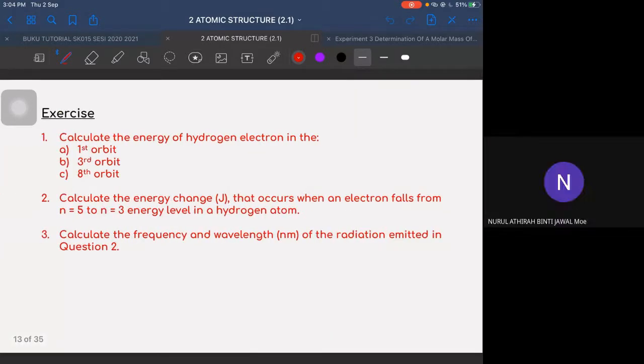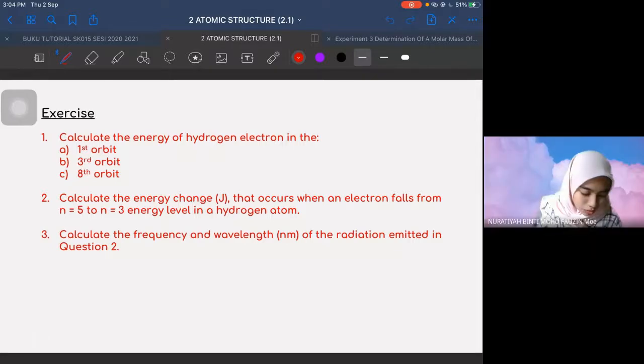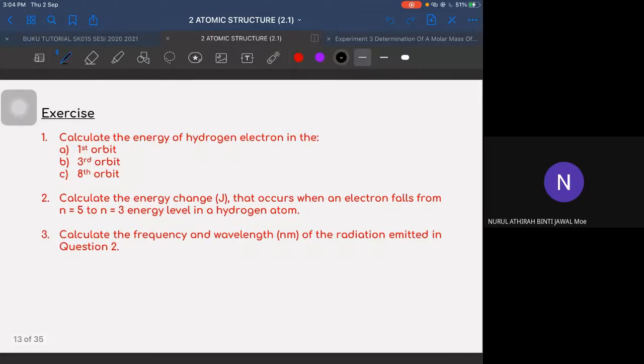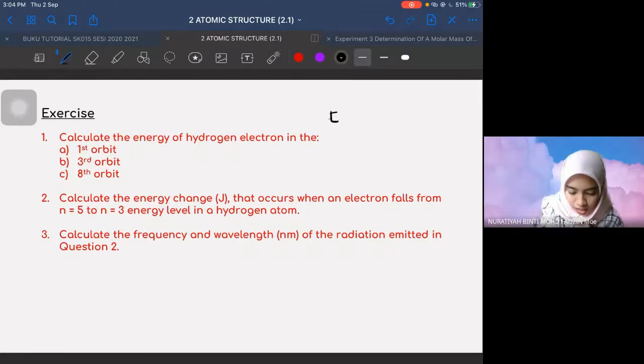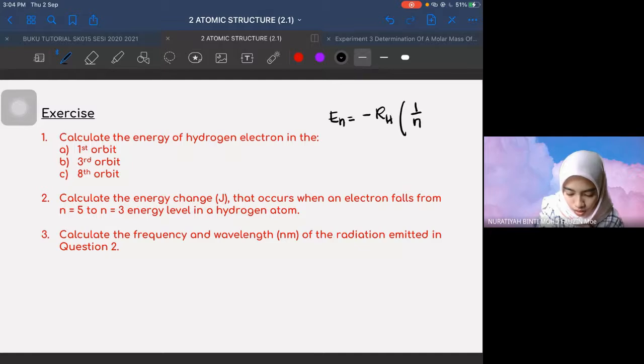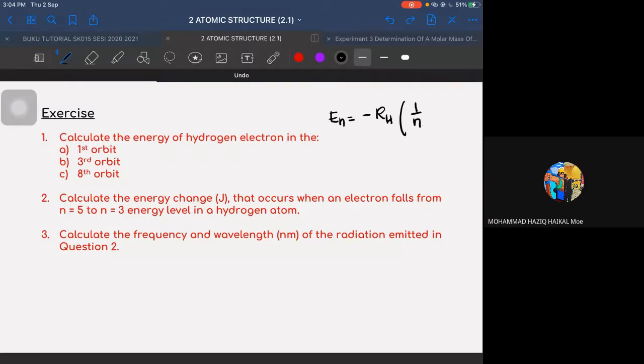1/n square. Is that the full formula? No, R_H 1/n square. Okay. Negative E_n equals negative R_H, 1/n square.